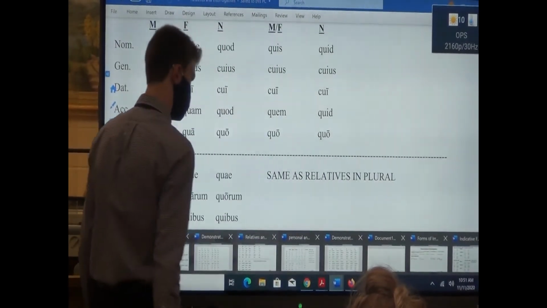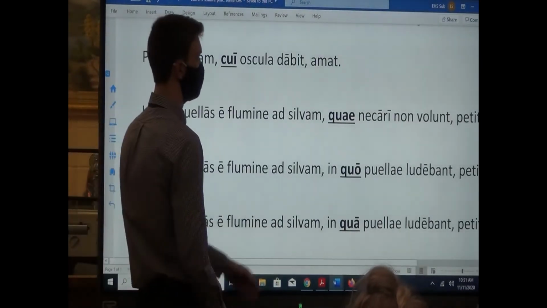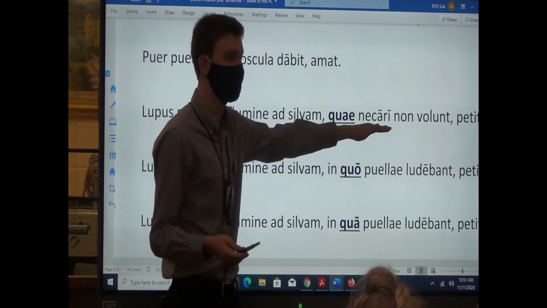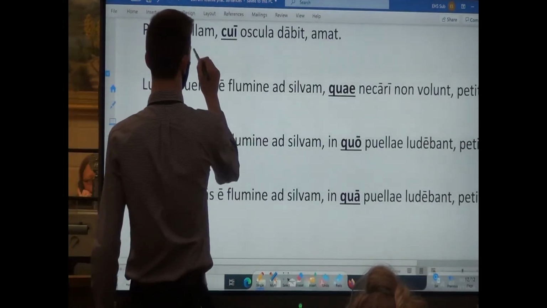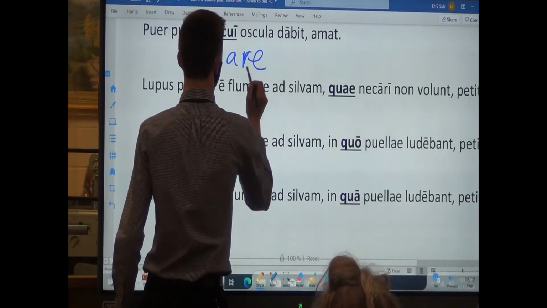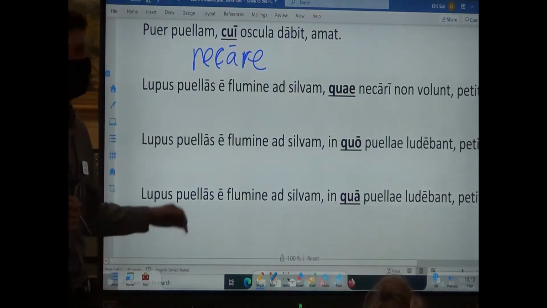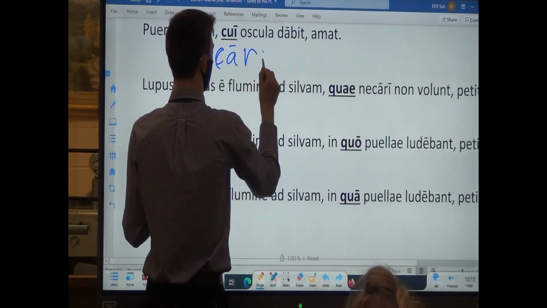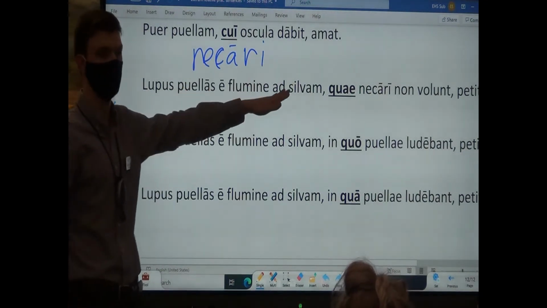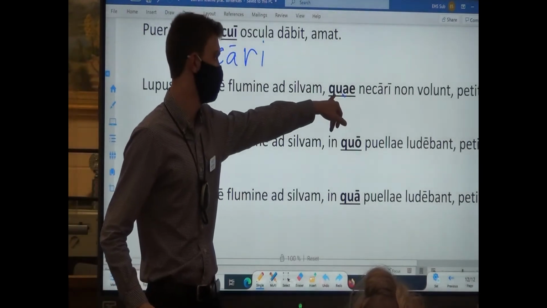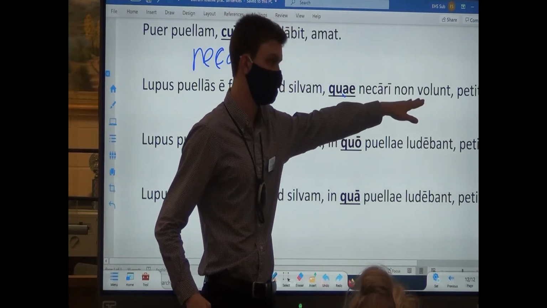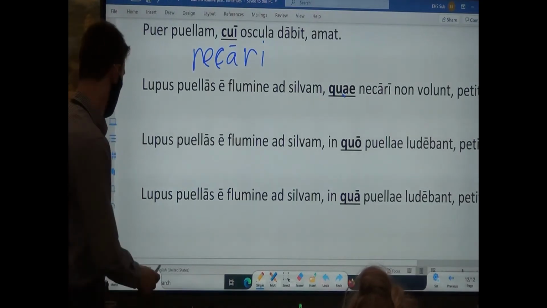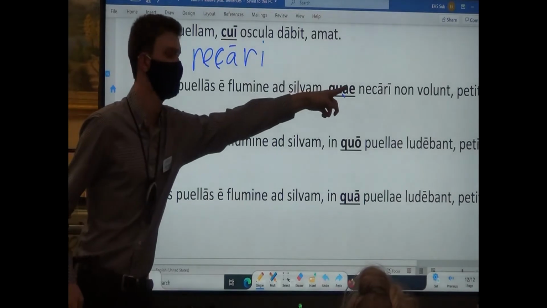So let me tell you what necari means so it'll be easier. It's a passive infinitive, so, to be killed. Necare is our infinitive, to kill. And technically, we'll learn later that if you just add an -ri, that makes it passive. So this will be to be killed. So, who does not want to be killed. So what in this sentence do you think does not want to be killed? What do you think the number of qui is, based off the relative clause that we just looked at?